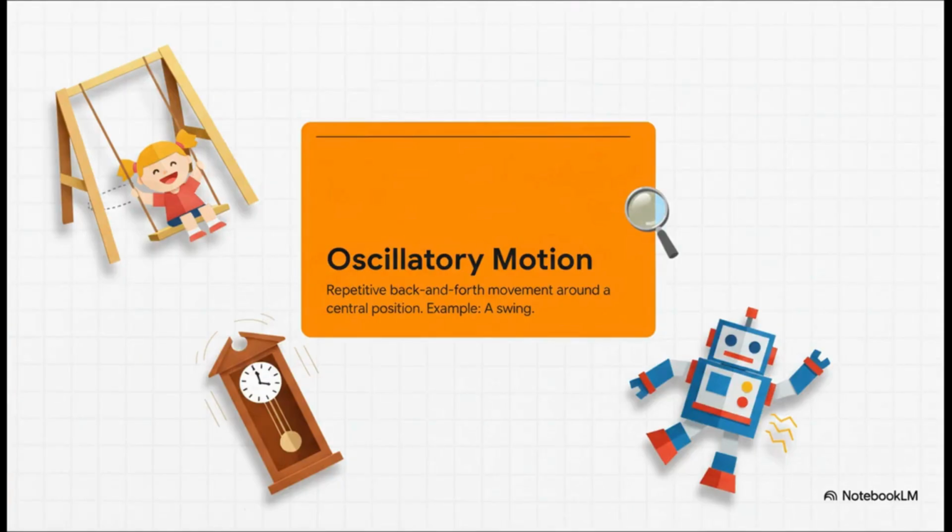And then there's this really cool one, oscillatory motion. This is any kind of repetitive back and forth movement. A kid on a swing is a perfect example. Or a pendulum on an old clock. You can even do it right now. Just wave your hand back and forth. Or, as Roboron calls it, activating his robotic oscillation mode.